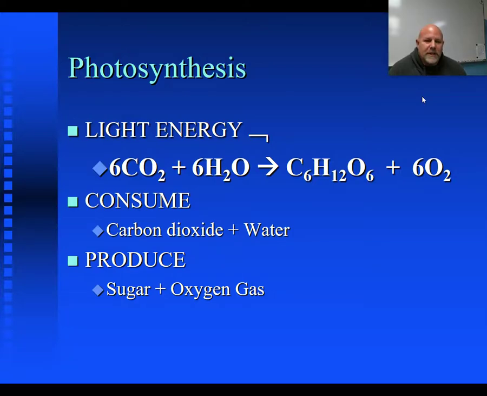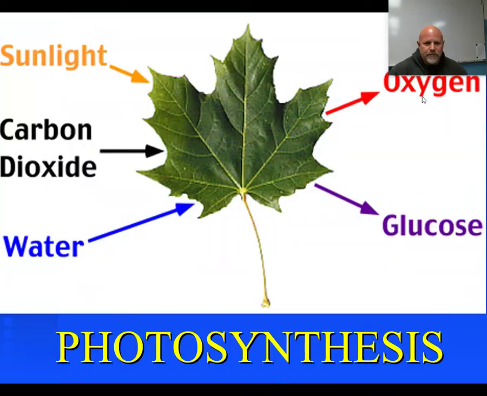Welcome to General Biology. In today's video, I'm going to go over the inputs and outputs of photosynthesis. Basically, we have carbon dioxide and water entering a leaf, light coming in through the surface, and sugar being produced and oxygen gas being produced.